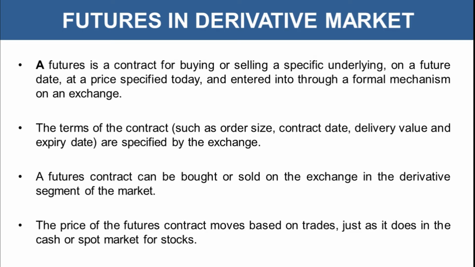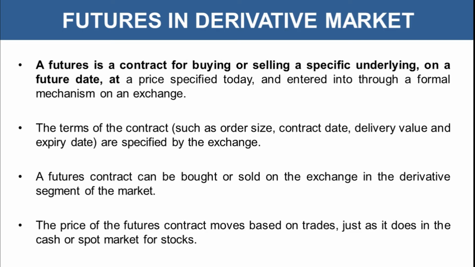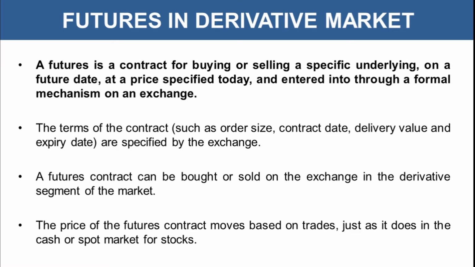A futures is a contract for buying or selling a specific underlying asset on a future date at a price specified today and entered into through a formal mechanism on an exchange. So this trading is done, of course, on an exchange, as trading in shares is done. In the same way, derivatives trading happens on an exchange.